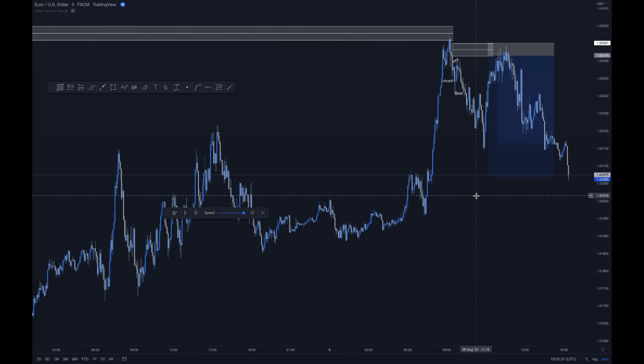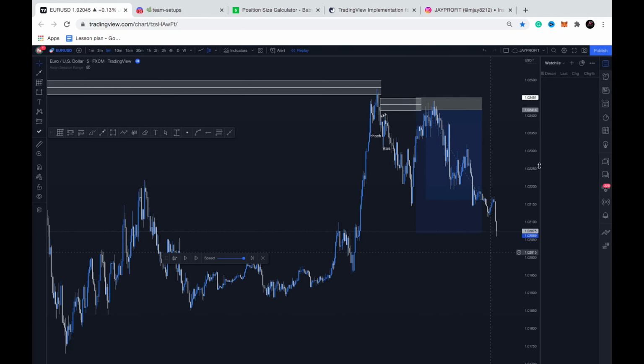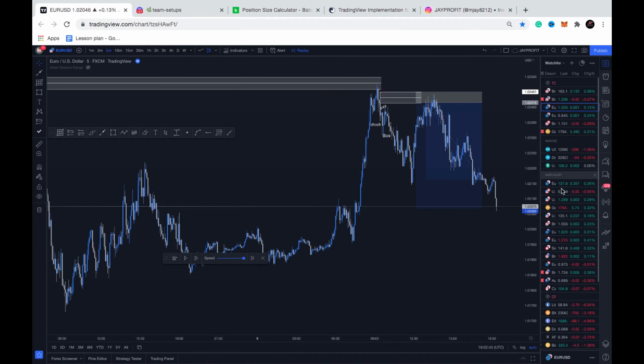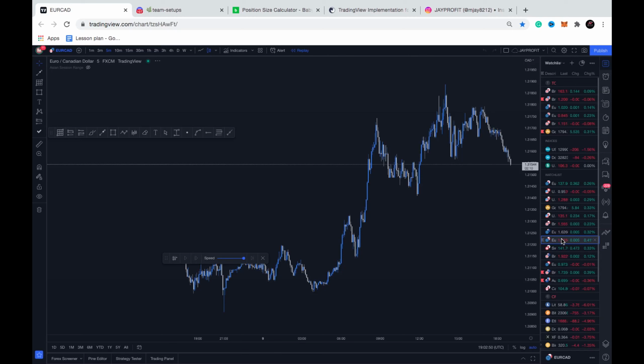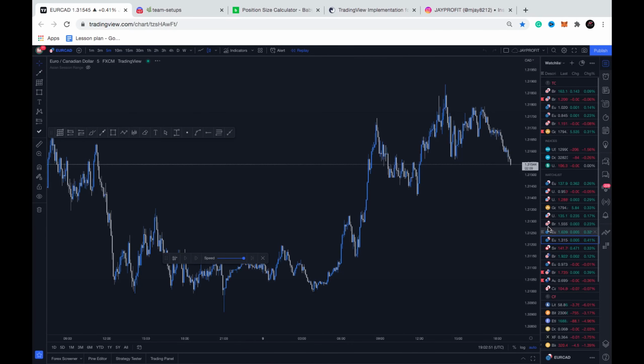So let me show you another trade I'm on in the market. I'm actually in Euro CHF, but the breakdown on Euro CHF will definitely come in later on. Let me see Euro CHF. Okay, this is Euro CHF right here. So the breakdown of Euro CHF will definitely come in later on.